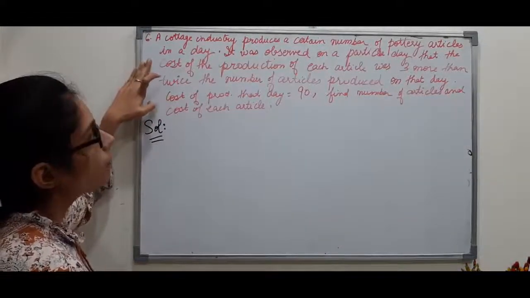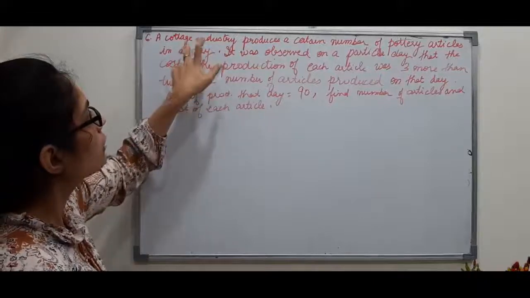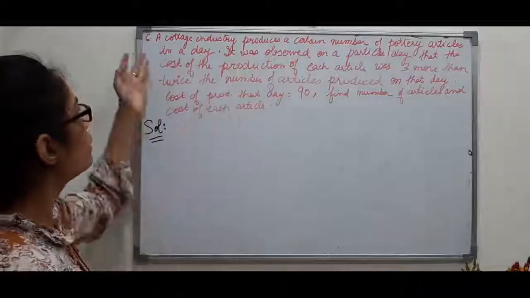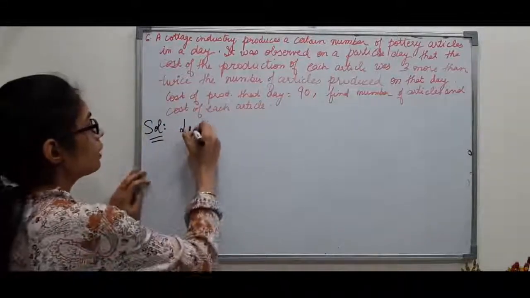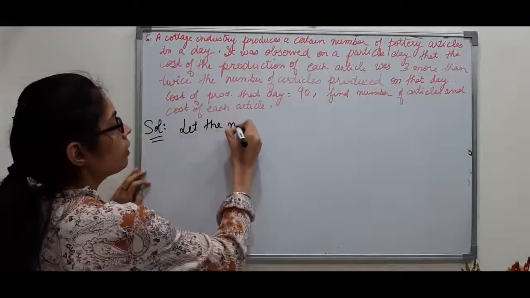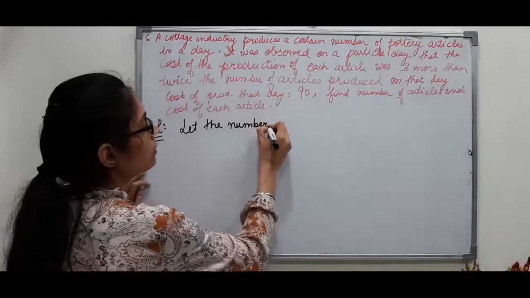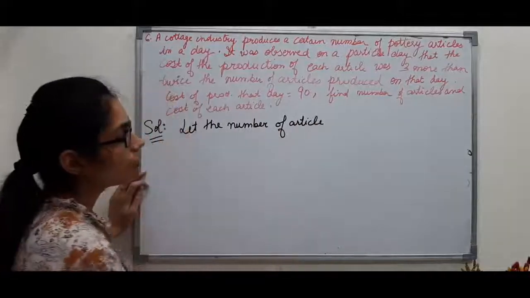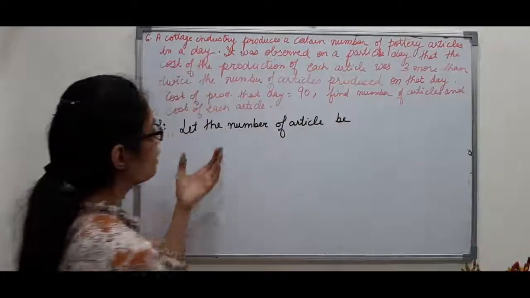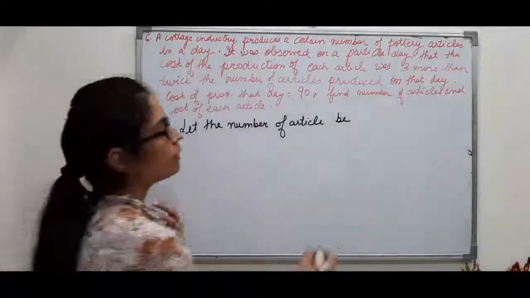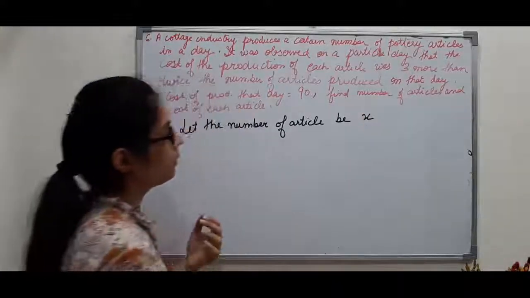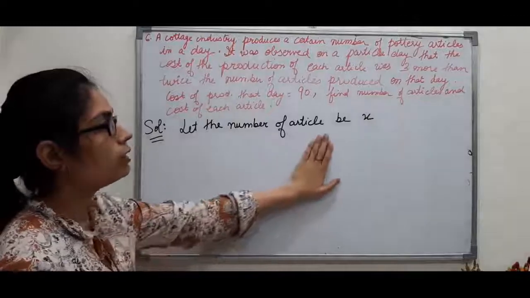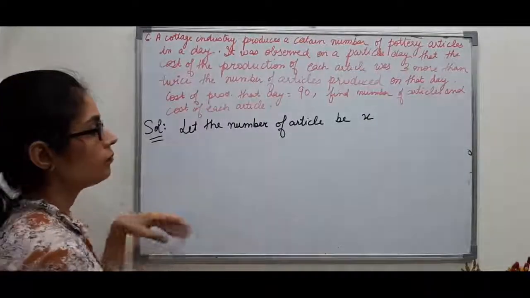Now we will assume, see they are telling a certain cottage industry produces a certain number of pottery articles in a day. So let's assume, let the number of articles which they produce in a day, you can write it fully, number of articles produced in a day be equals to x. I am just writing in short. So these are the number of articles produced in a day, x.